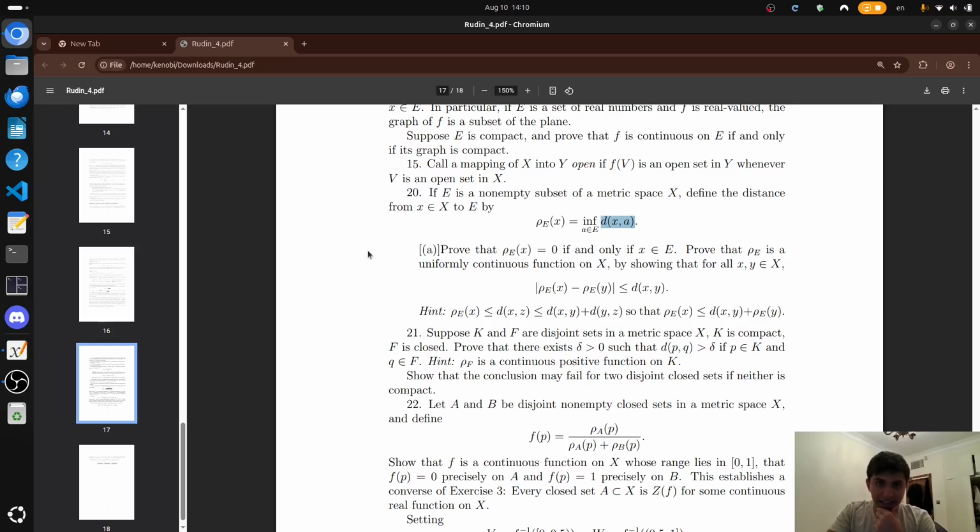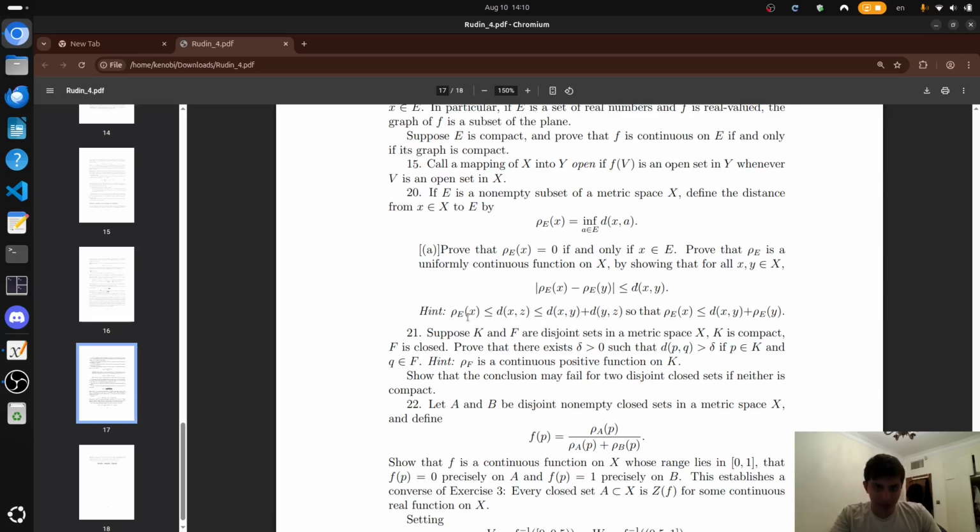Prove that rho_E is a uniformly continuous function on X by showing that for all x and y in X, |rho_E(x) - rho_E(y)| is less than or equal to d(x, y). And the hint gives it away, basically. We know that rho_E(x) is less than or equal to the distance of x to z for some z in E, because this is the infimum, so this is greater than the infimum. It's part of that set. It might also be the infimum, so we just say it's less than or equal to that distance over here. And we know this is less than or equal to the distance from x to y plus the distance from y to z.